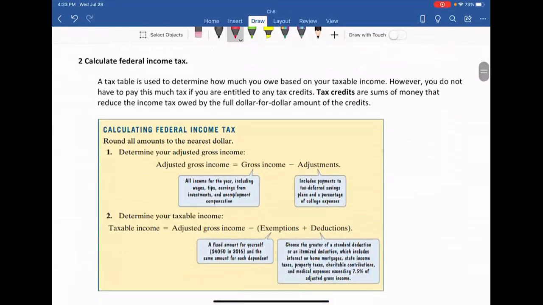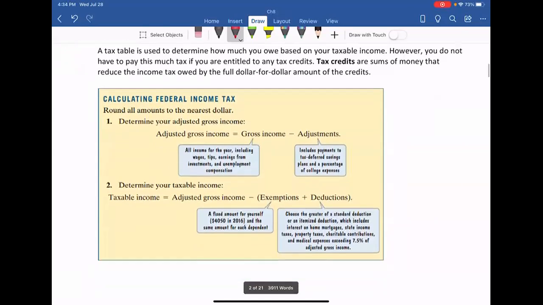Okay, let's see the next part, calculate federal income tax. A tax table is used to determine how much you owe based on your taxable income. However, you don't have to pay this much if you are entitled to any tax credits. Tax credits are sums of money that reduce the income tax owed by the full dollar-for-dollar amount of the credits. So how to find the income tax?